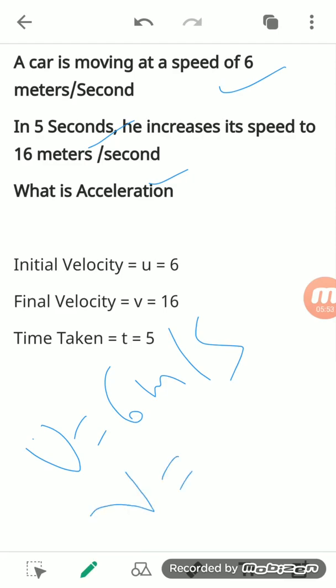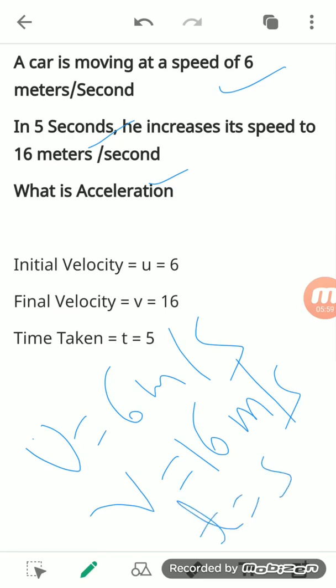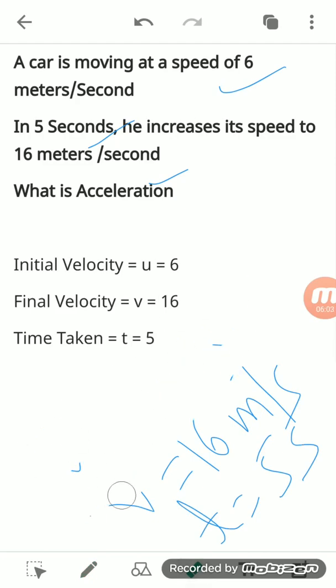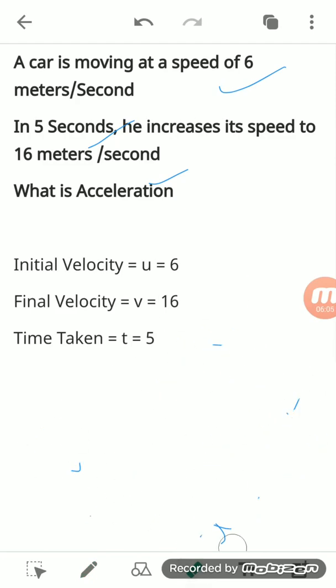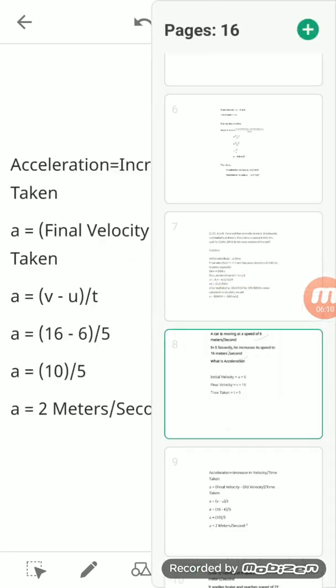So the final velocity is 16 meter per second, while the time taken is equal to 5 seconds. Okay, so these are the things that are given, and on the basis of this we have to find the value of the acceleration.